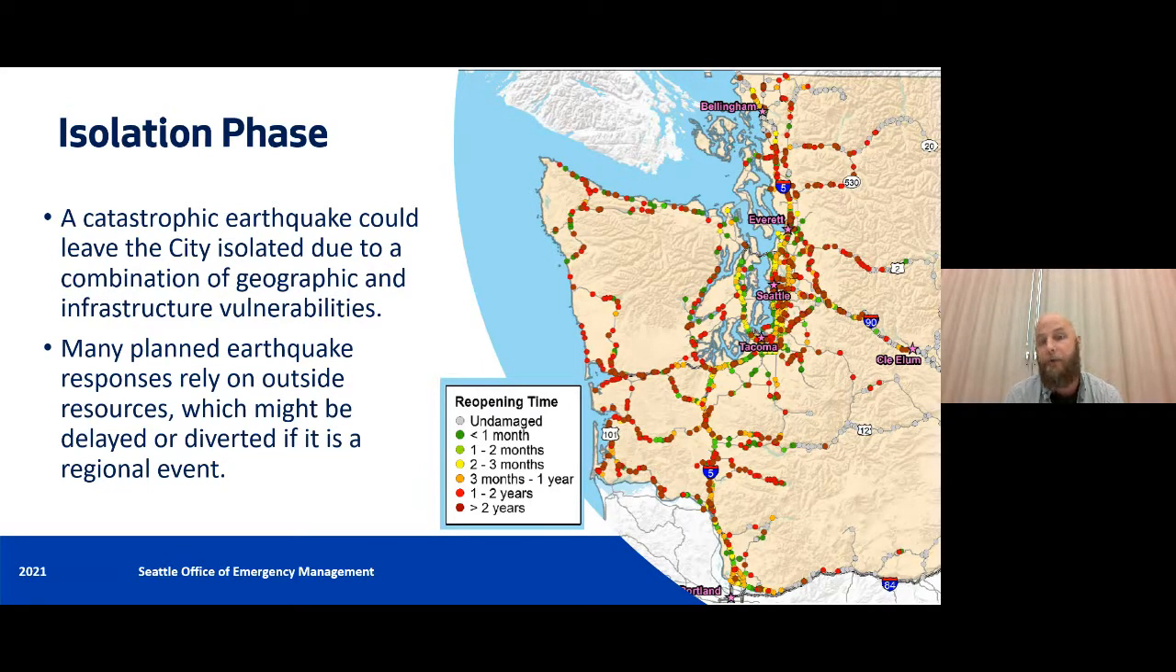So as you can see, there's a lot of red on the map. So when we talk about, especially if we had that 9.0 earthquake, we're not talking about transportation disruption for days. We're potentially talking about years and needing to have interim solutions to get around. And we'll talk about this long-term recovery and what that looks like a couple times.